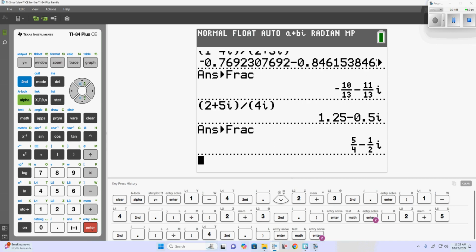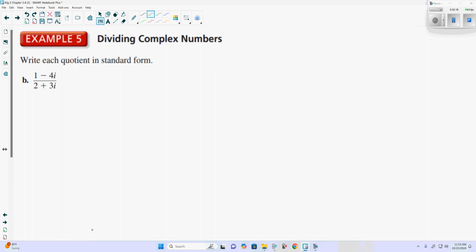So this is really easy. And the main reason we didn't do that first is I want you to be able to see and know how to do it without the calculator before we see the way with it.